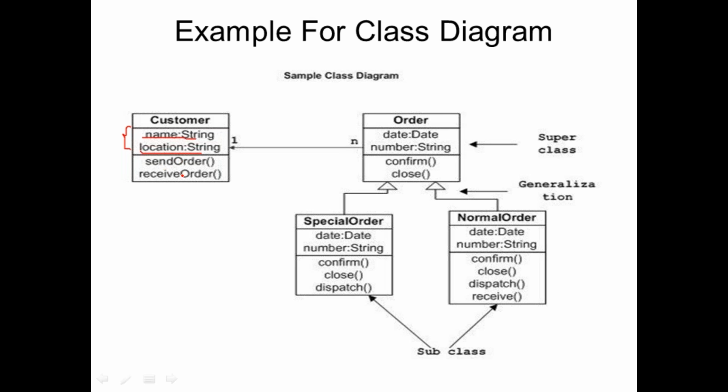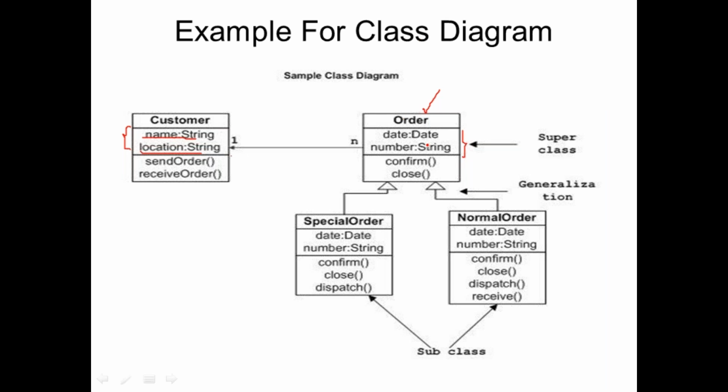On the other side, you have the order class, which has details like order date and order number. That means for the orders placed by the customers, you have the date for that particular order, and you have a number, an alphanumeric value, that is defined. That way you have an order date and an order number.